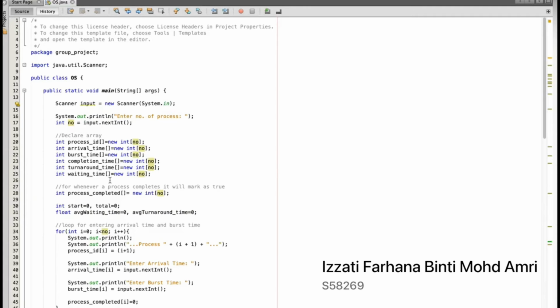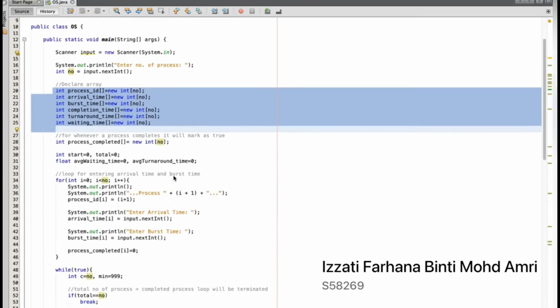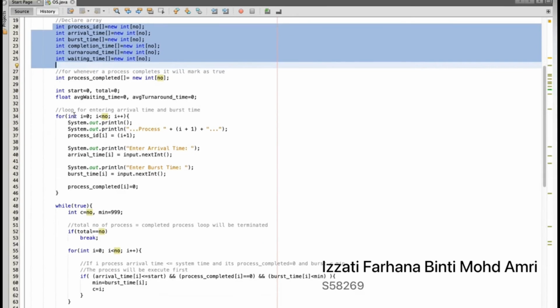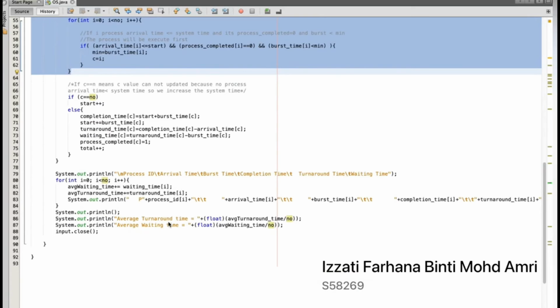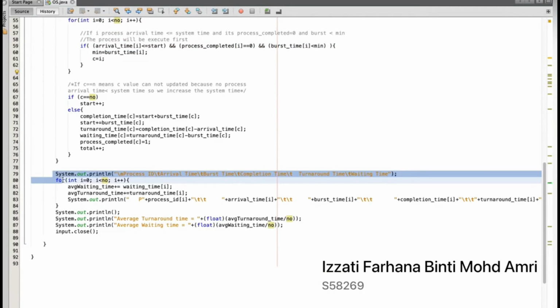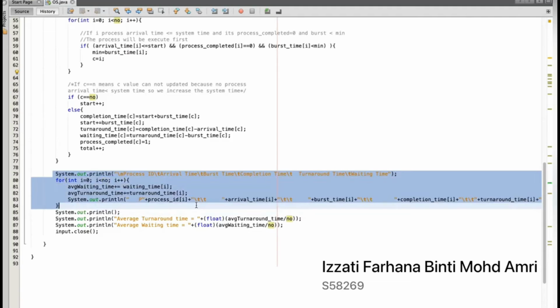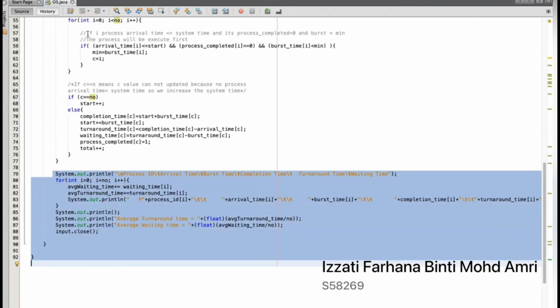So this is our coding for shortest job first, SJF non-preemptive. This is the variable, and this is where the looping for arrival time and burst time is. And lastly, this is where the output will be printed out. So I will run this coding.